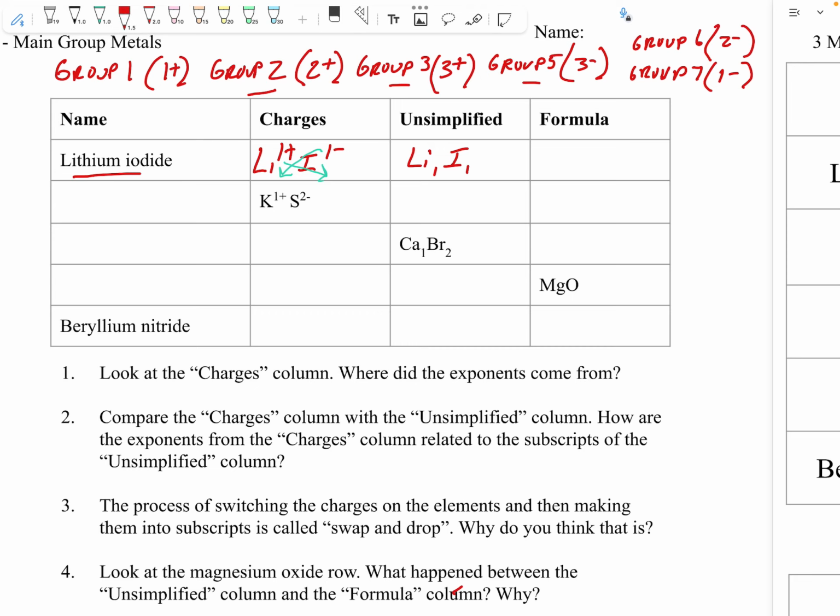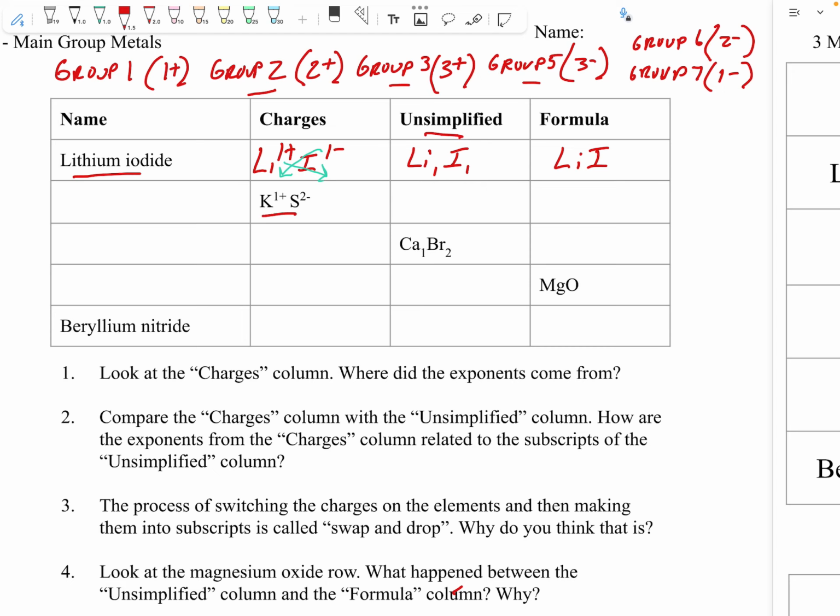Anyway, the formula for this is Li. What I had done is I had just taken the 1s away. That Li1, I1 that we see right in here is the unsimplified version, and we can reduce both numbers down. We divide both by 1. We can take both 1s away. We end up with LiI. We don't have to write the 1s. A 1 is represented just by the symbol itself. Let me see if I can unconfuse you.